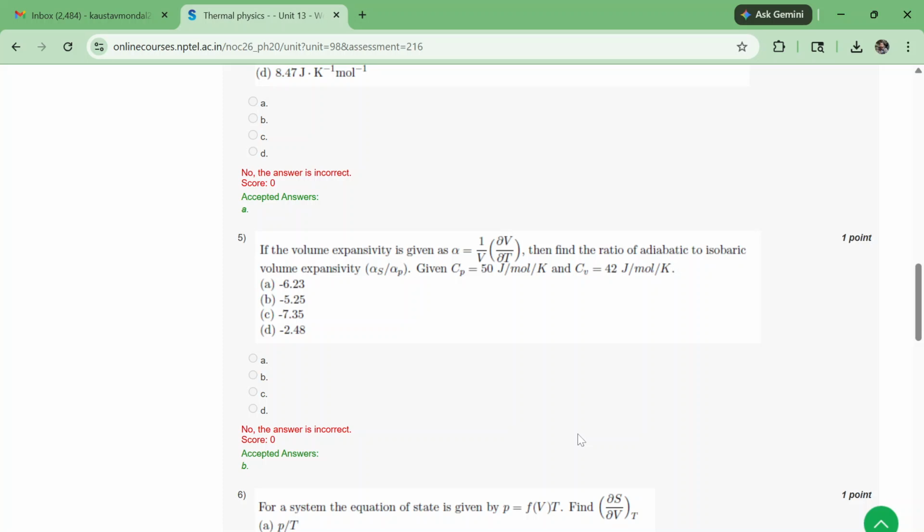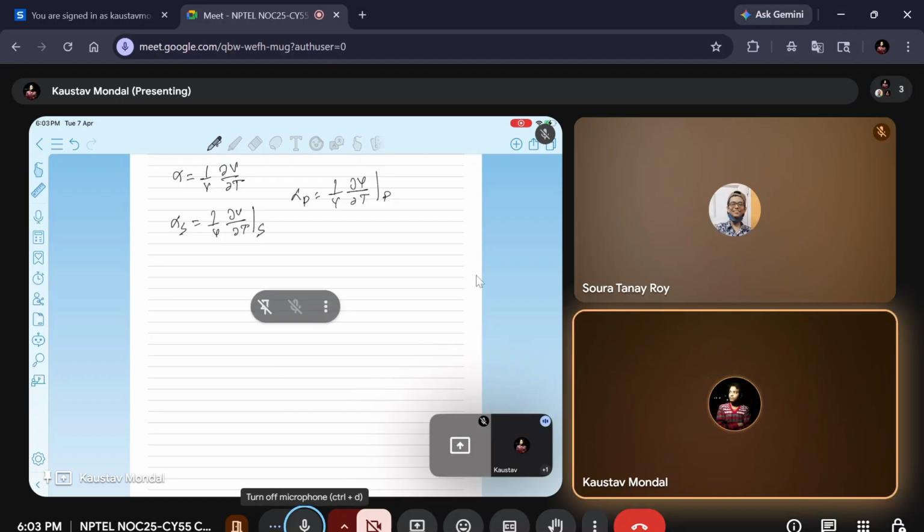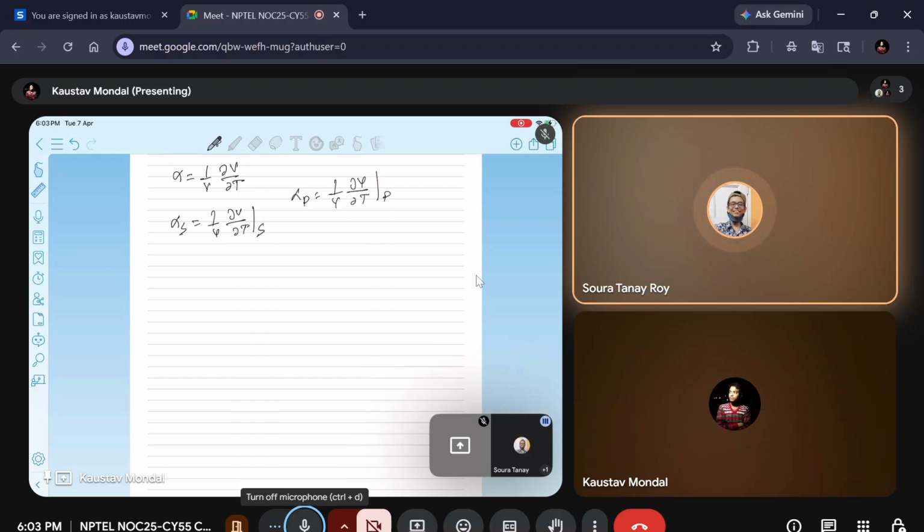Okay, I'll think about this problem. There might be some relation between these. Yes, I actually checked. It was CP by CV. I used that to solve this, but then the answer is not matching. That's why I'm asking you.